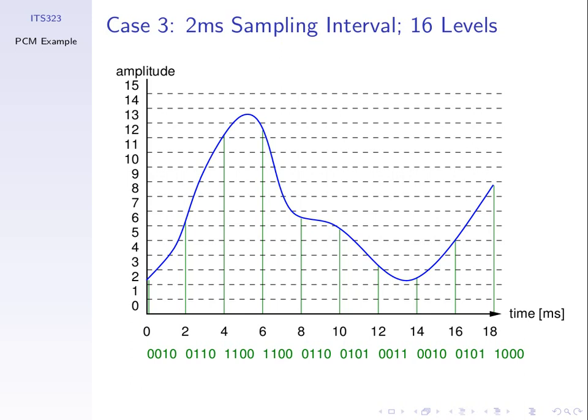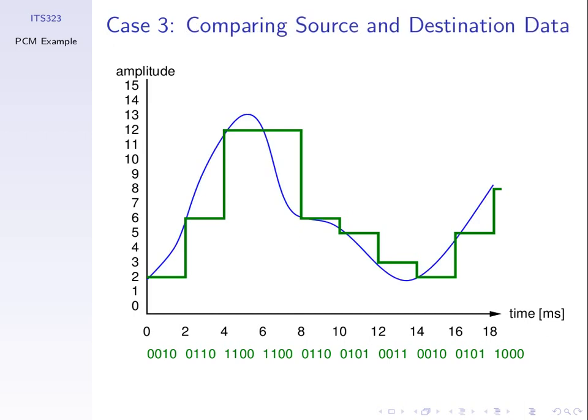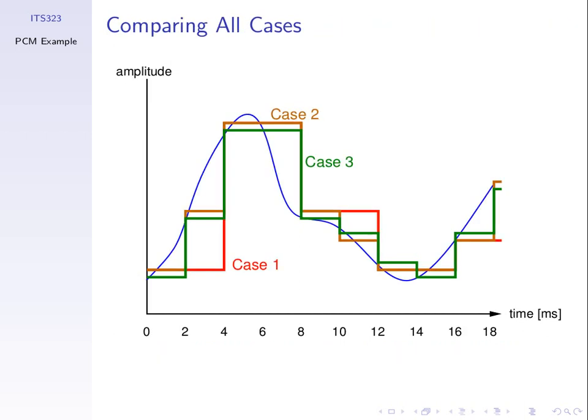We generate the bits, we send the bits to B, and then B, the receiver, reconstructs the signal, and we get this one. If we look at the levels again, we've got 16 levels here instead of just the 8. Not the same. This compares those 3 cases.